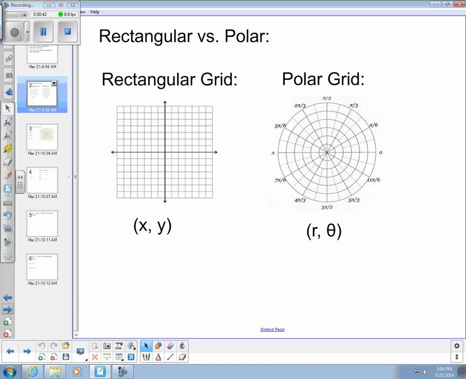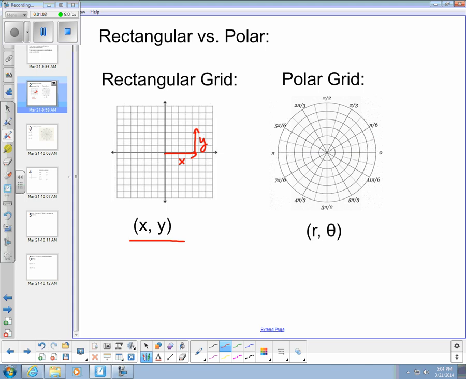Okay, so at the beginning, let's just talk about the difference between rectangular and polar coordinates. Rectangular or Cartesian coordinates are what we're used to. In rectangular form, we're given an x value and a y value, and the x moves horizontally and the y moves vertically. So we're kind of moving in a rectangular direction because we're moving just horizontally and vertically.